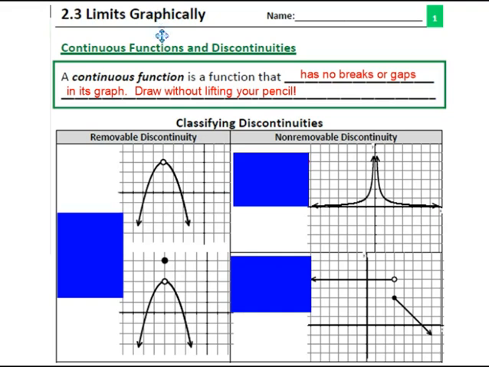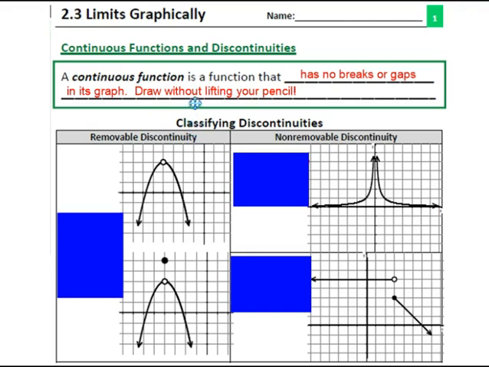We're going to start off today talking about what a continuous function is, and then relate it to what a discontinuous function is, and finally bring in this idea of a limit. So a continuous function, I think, is a pretty easy idea. A continuous function is a function, literally, that has no breaks or gaps in its graph. So you can easily draw this graph, a continuous function, without lifting your pencil.